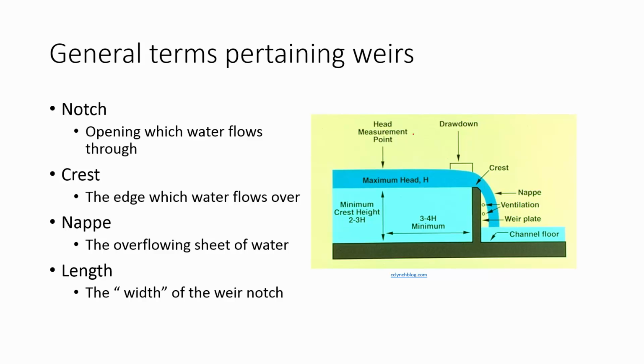Let's review a few terms that are important. Notch is the opening which water flows through. That notch could be a V notch, meaning water comes down a V, or just a square notch or rectangular notch. The crest is the edge which water flows over. So here is your crest and the depth of that crest. Nappe is the overflowing sheet of water, and then the length is the width of the weir notch, if it's rectangular, of course, or square.